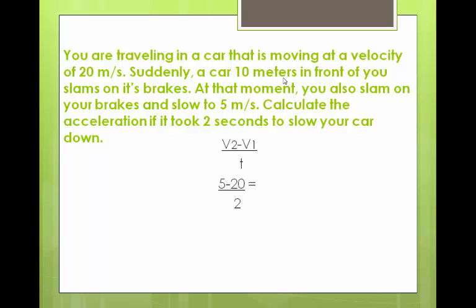So you're going to use your equation. 5 minus 20, since you're slowing down, you should know you should have a negative number. And then negative 15 divided by 2 is negative 7.5 meters per second squared.